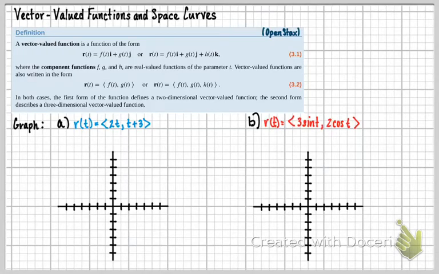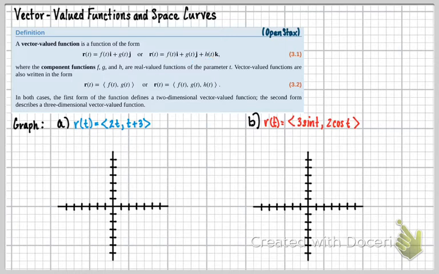Vector-valued functions and space curves. A vector-valued function is a function of the form r(t) equals f(t)i plus g(t)j, or f(t)i plus g(t)j plus h(t)k.